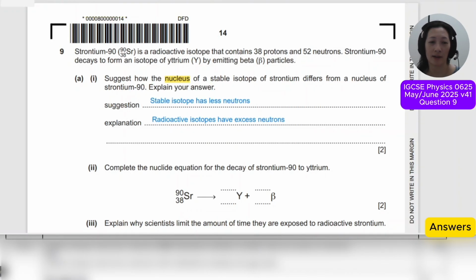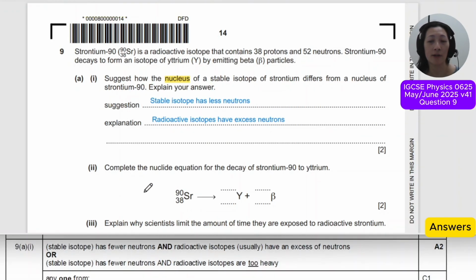So let's check the mark scheme, and you can see that in order to score the 2 marks, you have to mention both that the stable isotope has fewer neutrons, or less neutrons, and radioisotopes have excess neutrons. Alternatively, you can also write that the stable isotope has fewer neutrons and radioactive isotopes are too heavy. The word "too" is underlined here, which means that word must be present. If you only wrote that radioactive isotopes are heavy, it won't be accepted.